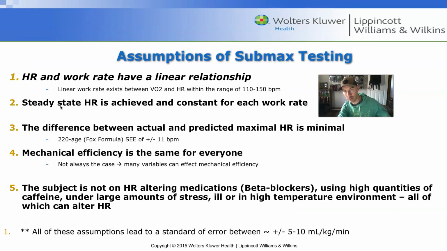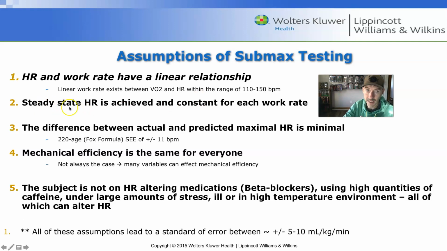Now, these assumptions I talked about earlier, this is the slide I like to look at. There's 5 things that we assume happen, but as we'll see here, they don't happen. And the fact that they don't happen leads to this error that I mentioned earlier, plus or minus 5 to 10% ml per kg per minute. We assume that heart rate and work rate have a linear relationship throughout the whole span of the heart rate. Not true. It does within this range, but outside of this range, the relationship is not linear, okay? So the fact that we assume it's linear and it's not leads to some error, okay?